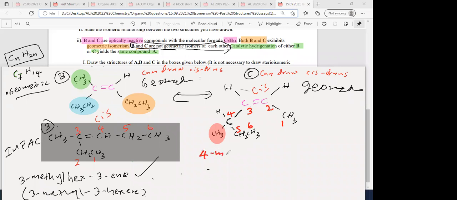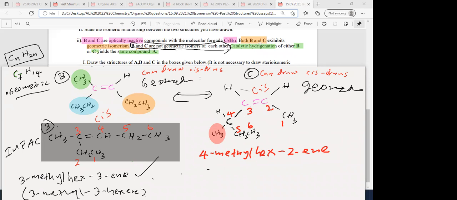4-methyl hex-2-ene. So in the paper, when you learn IUPAC, you learn it separately, and isomerism separately, but in the exam it is a soup. Okay. Is that clear? Who has given the correct answer?